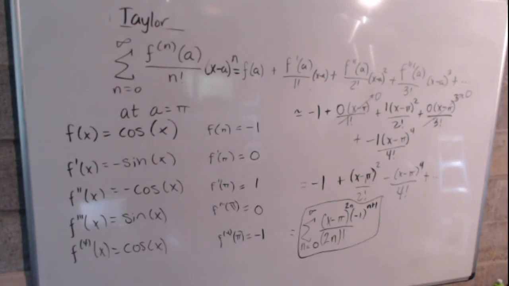Any questions about how to create a Taylor series or how to get the closed form? Anybody hate or love these so far?